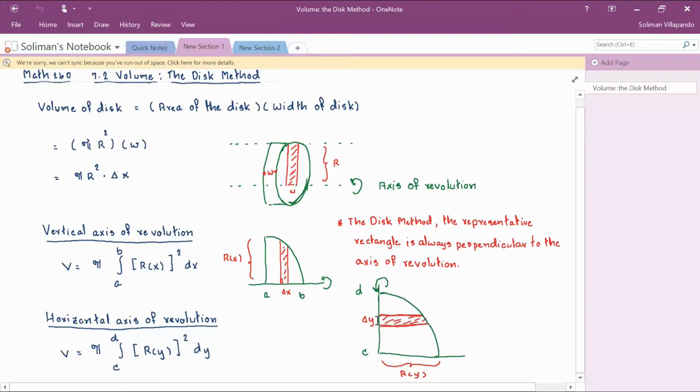So from c to d, r is the radius. The radius here is the distance from the y-axis to the graph. As you can see, at the beginning it's short, and then it's getting longer and longer, dy. Same thing, this is the radius, the distance from here to here. So that's the radius. Now let's take a look at one example.